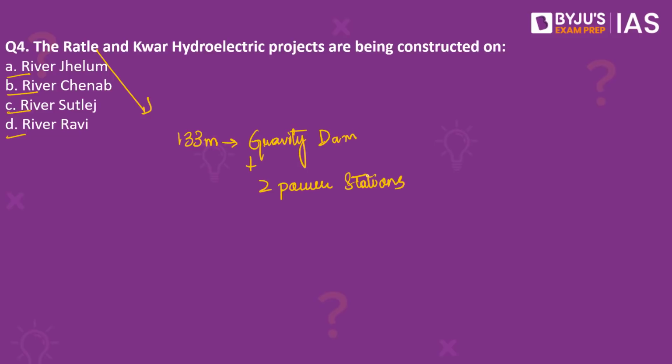Again, Kwar hydroelectric project will also be constructed on the Chenab River in Kishtwar district. And these two projects have been in news because Pakistan alleges that these projects violate the Indus Water Treaty of 1960. So coming back to our question, the right answer to our question would be option B, River Chenab.